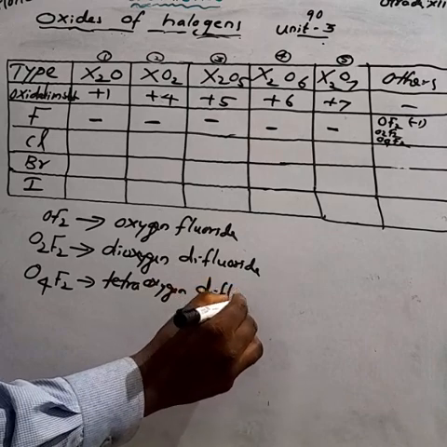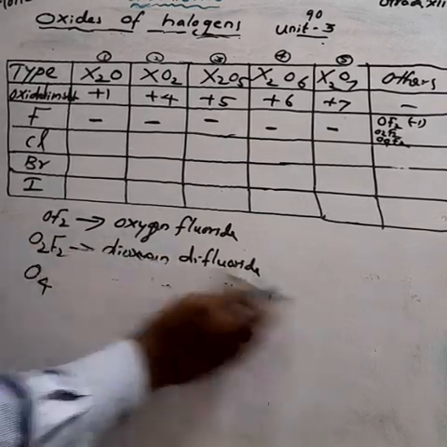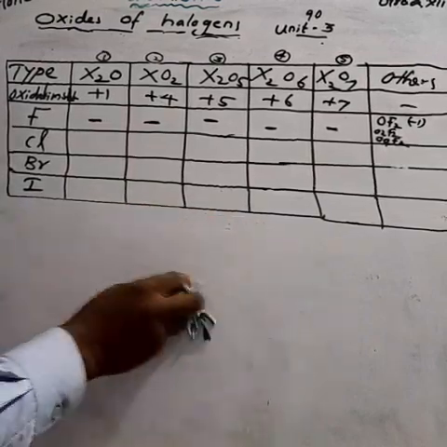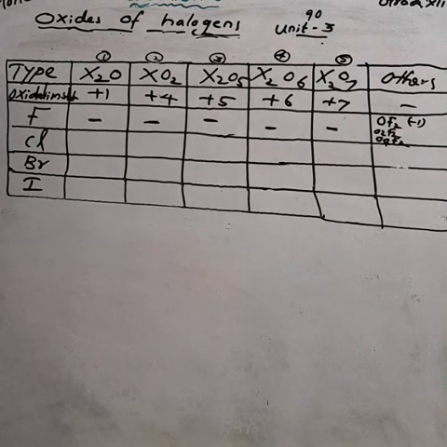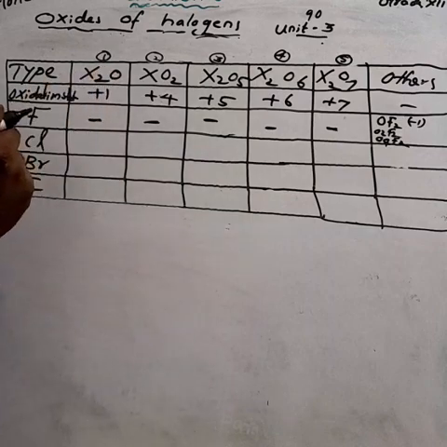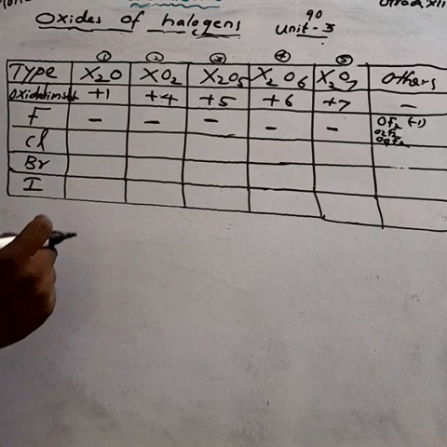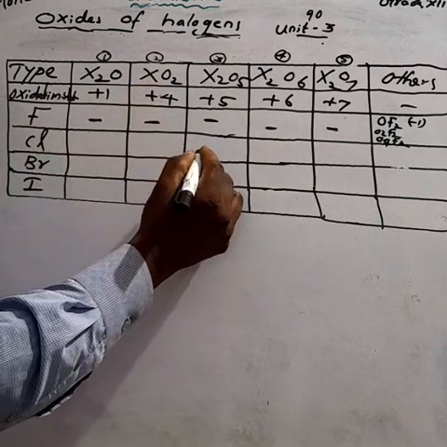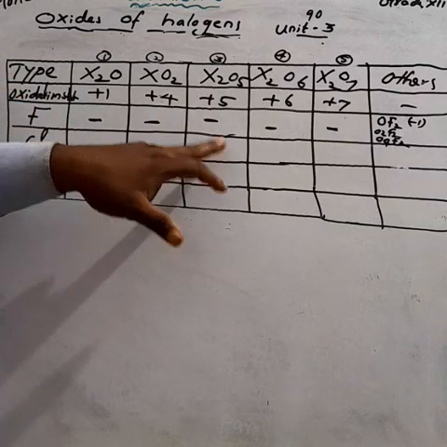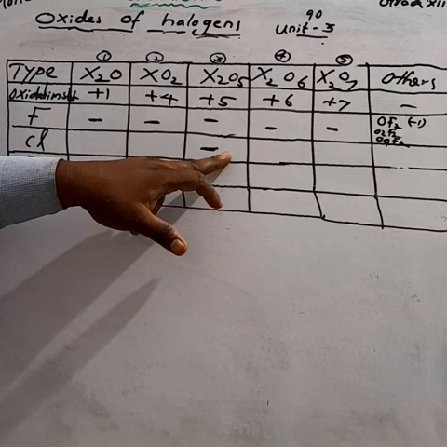Okay, these are some compounds. Next, we can discuss the second halogen, Cl, chlorine. Chlorine can form X2O type and XO2 type. Chlorine never forms X2O5. Don't forget that. It's one of the one-word questions. Halogen chlorine never forms X2O5.